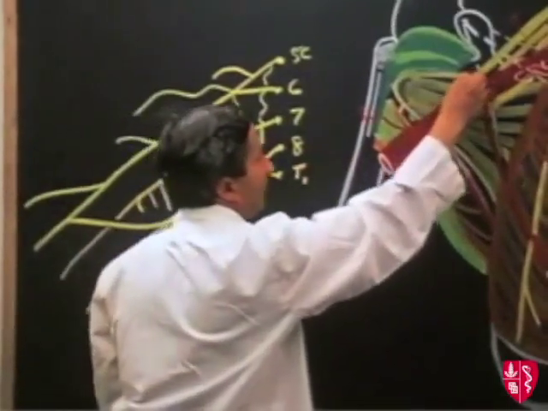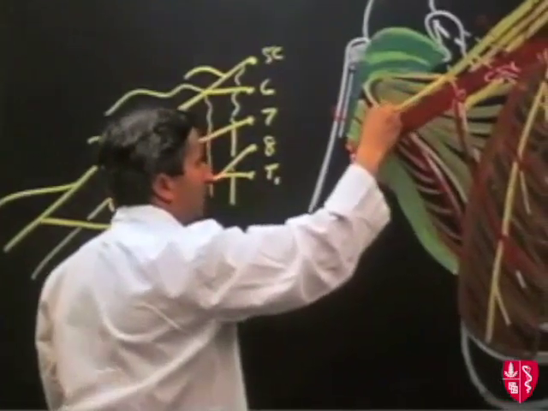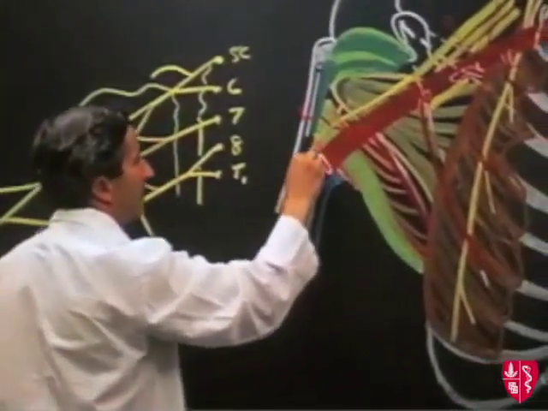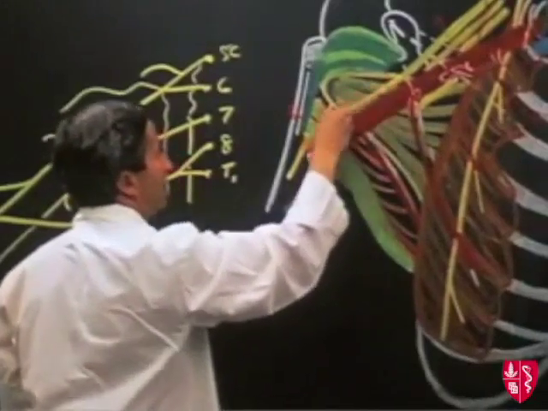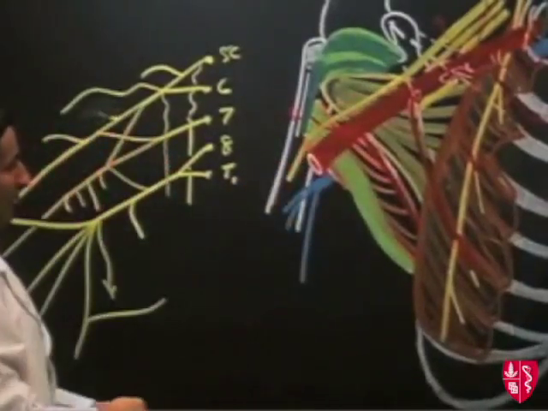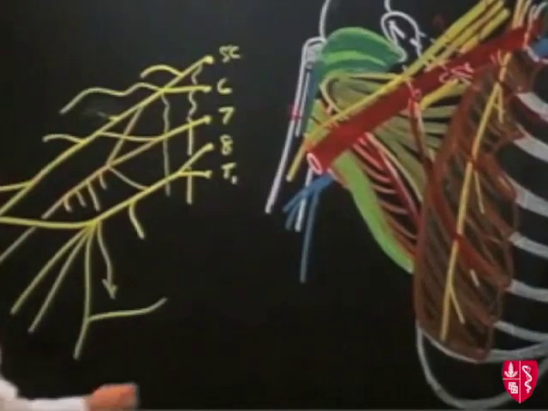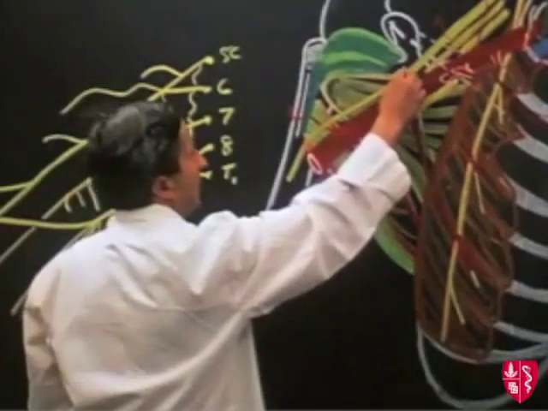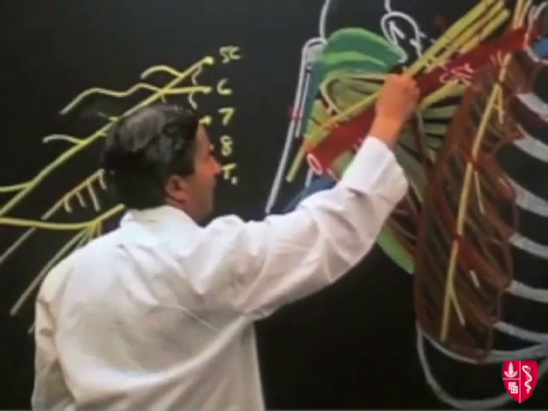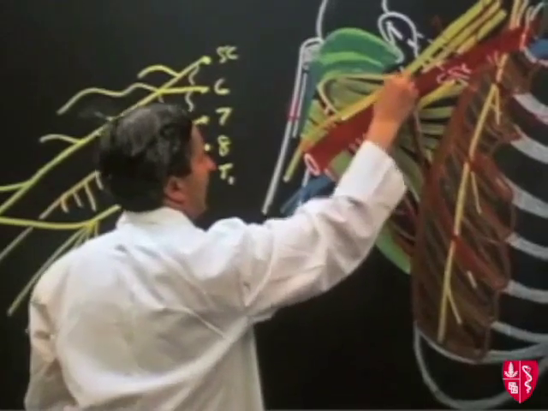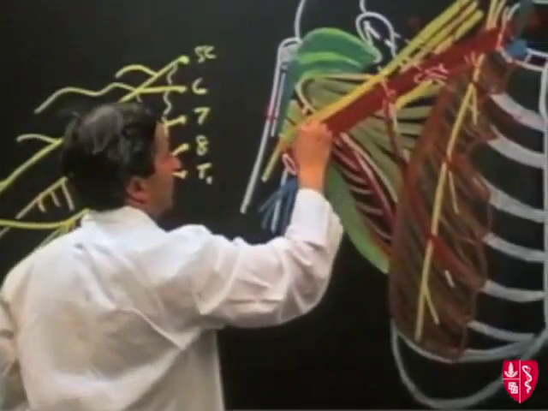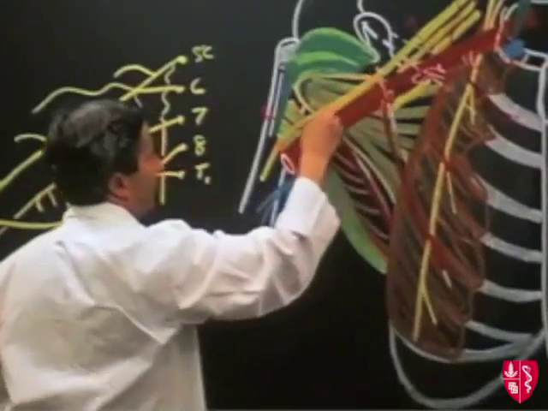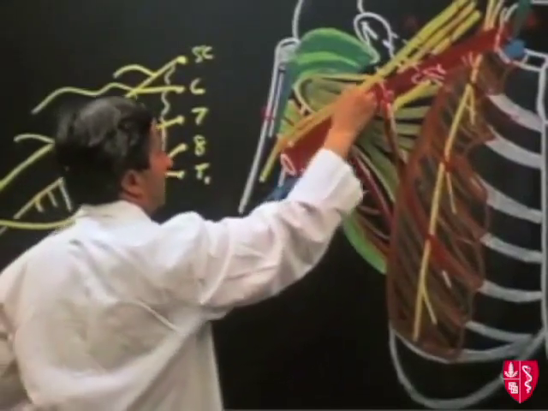Now let us consider the terminal branches of the lateral cord. First of all, we'll bring down the musculocutaneous nerve, and this runs down, and we shall see later, will pierce the coracobrachialis, supplying it, and will supply the muscles in the anterior compartment of the arm. The lateral root of the median continues down as a direct continuation of the lateral cord of the plexus, and there it is indicated in that position.